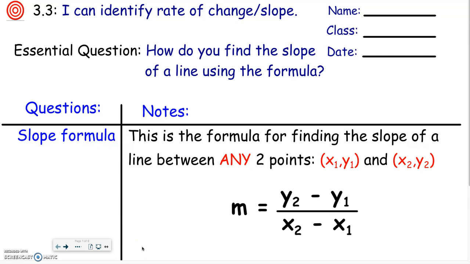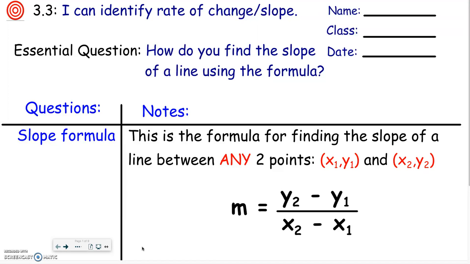Lesson 3.3. Our learning target today is I can identify rate of change and slope. Our essential question is how do you find the slope of a line using the formula? We have one new vocabulary word today, and that is the slope formula. This is the formula for finding the slope of a line between any 2 points in the coordinate plane.